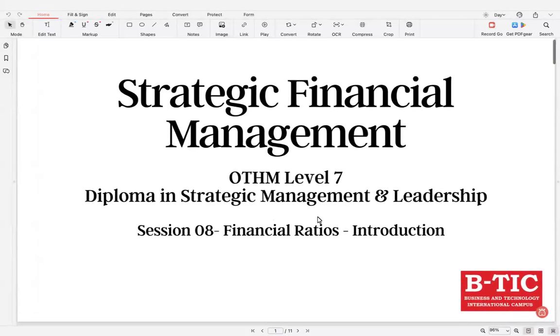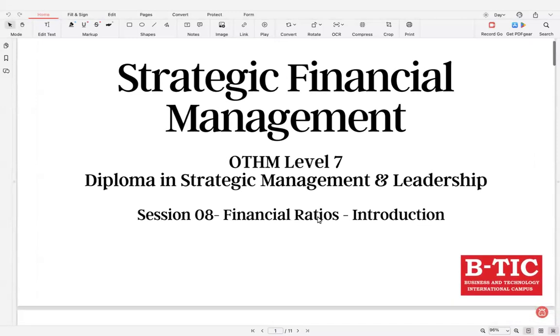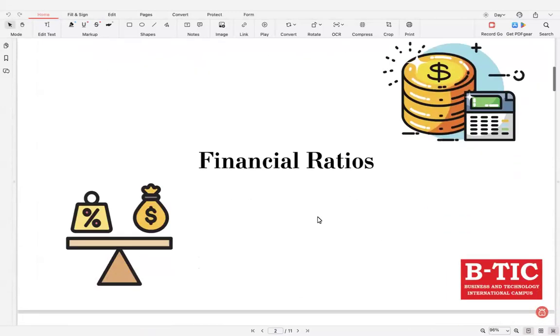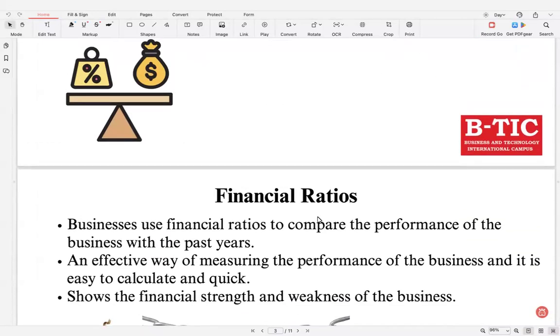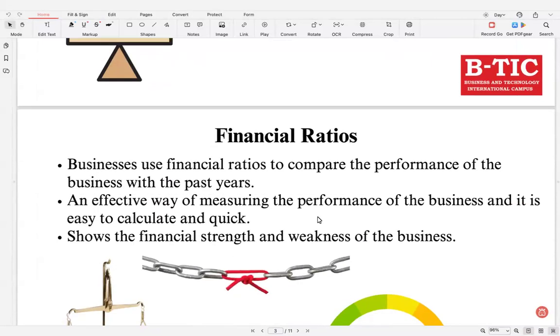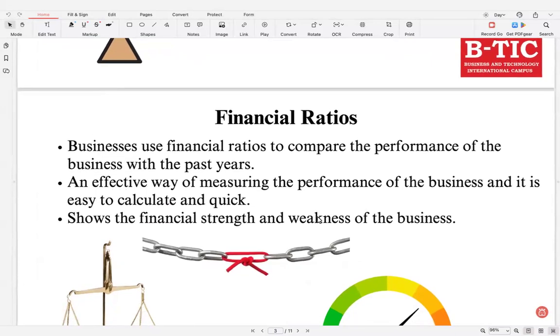So we did session 8, financial ratios. I gave you a brief introduction last week to financial ratios. Let's go through that. I told you what financial ratios are. These are used to compare the performance of the business with the past year, and it is also an effective way of measuring the performance of the business.